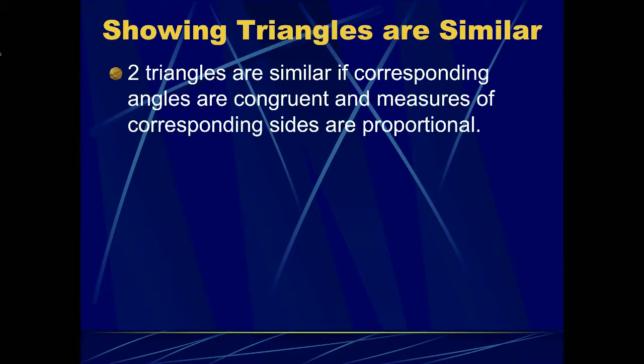So by definition, two triangles are similar if corresponding angles are congruent and measures of corresponding sides are proportional. So that's really still 6 pieces of information: the ratios of the sides, and then the angles being congruent. But once again, we don't need all that information. We're going to have some other ways to show triangles are similar without using everything that's part of the definition.